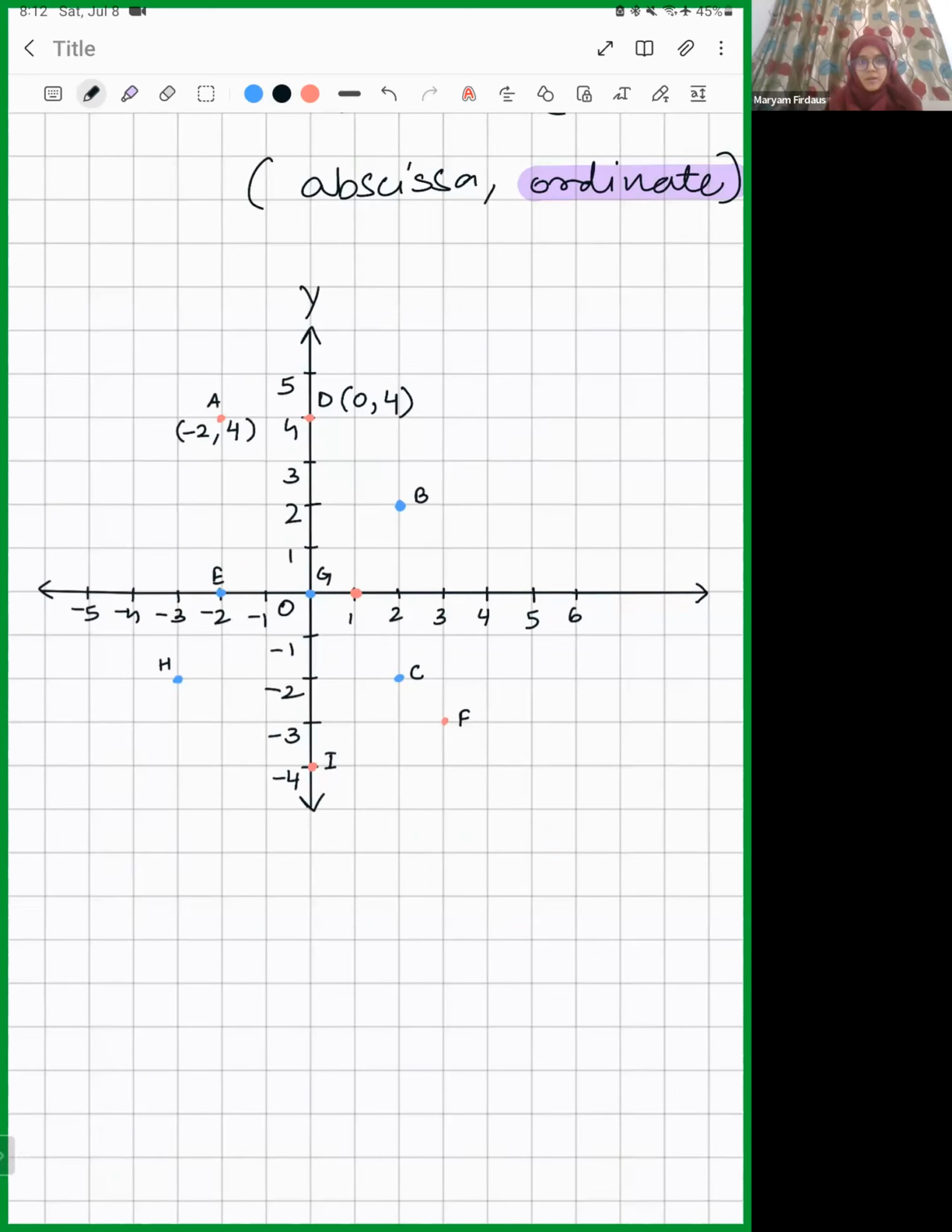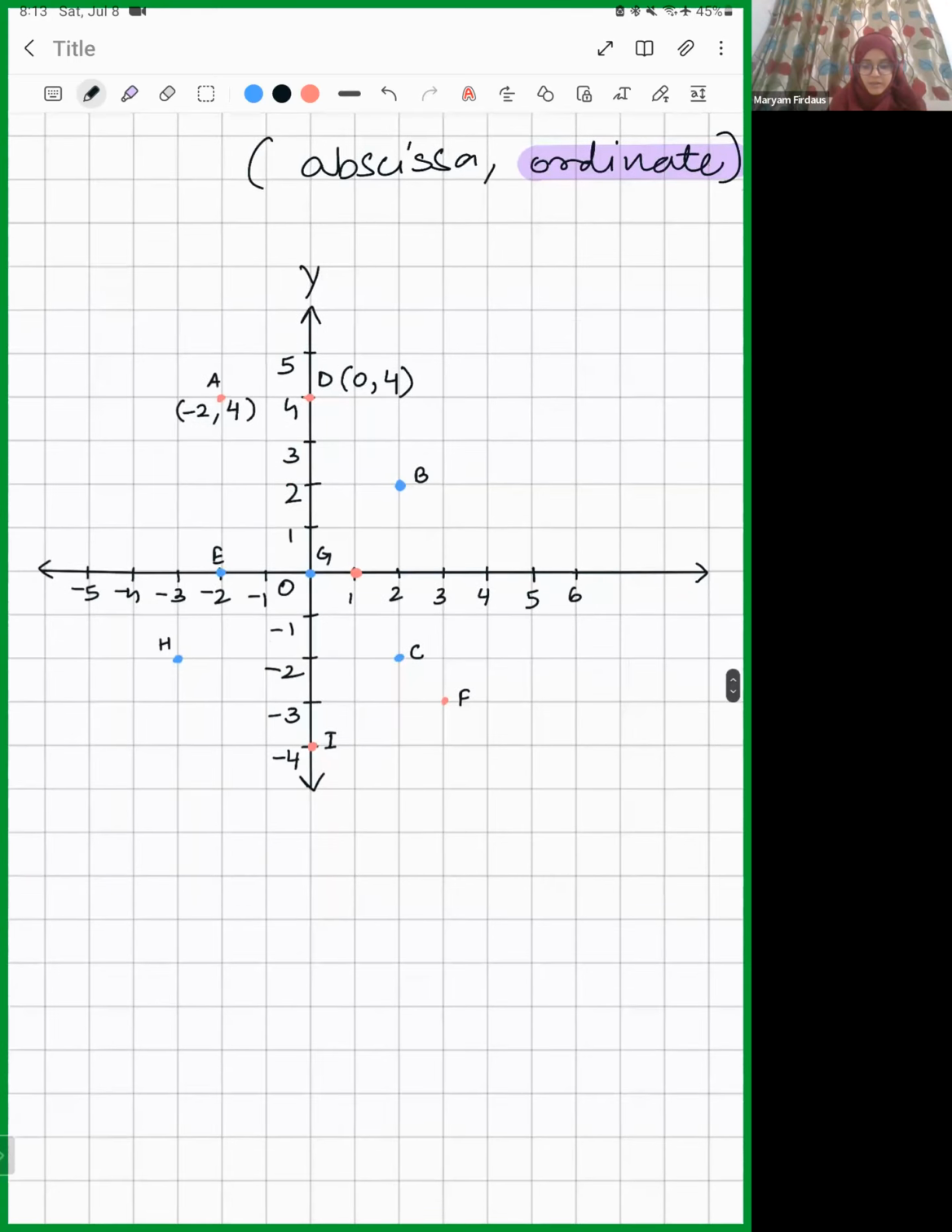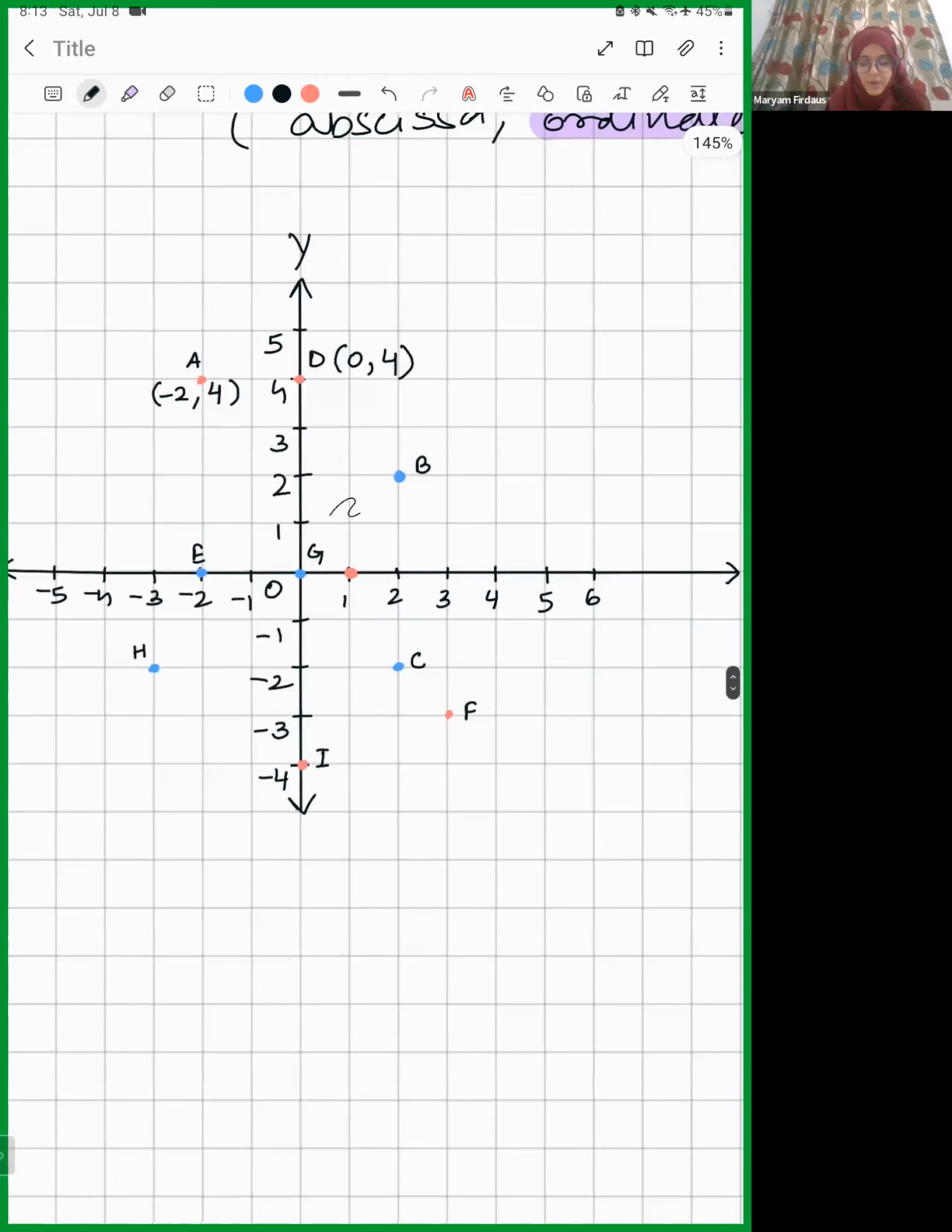Abdul Jabbar, you have to tell me G. 0, 0. Why? Because to reach the point G, you're already standing at O, right? G and O are the same point. This is G and this is O. So you don't have to move anything in the x-axis. You don't have to move anything in the y-axis. So that is 0, 0.